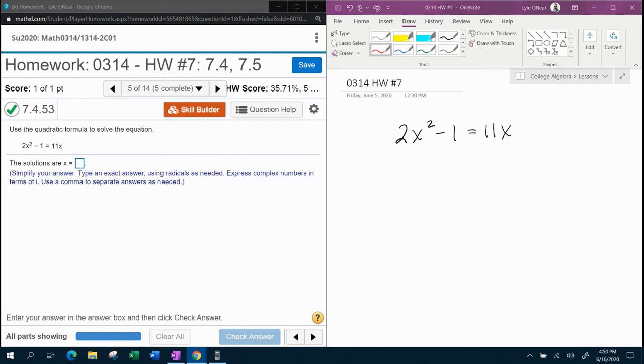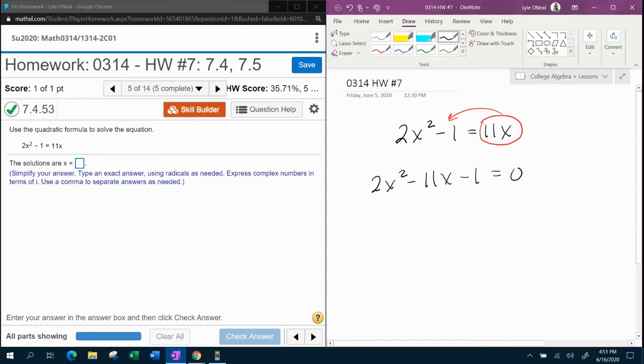So if I'm going to use the quadratic formula, the first thing I have to do is get my quadratic equation in standard form. And that means I'm going to have to take this 11x and bring it over so that I can set the equation equal to 0. Now, that's going to give me 2x squared minus 11x minus 1 equals 0.